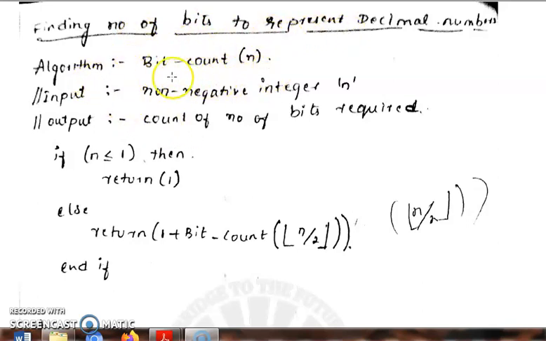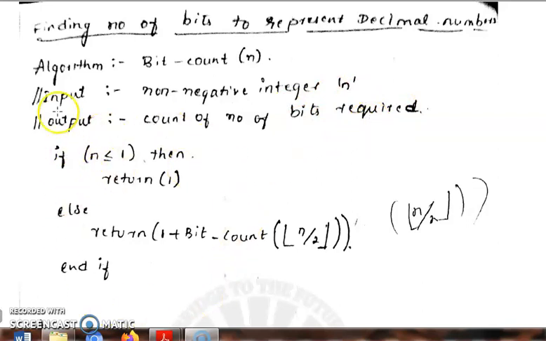The algorithm name which I have given is bit count of n, where n is the input, a non-negative integer. Output: you have to count the number of bits required, or add up the number of bits which are present in that binary number.